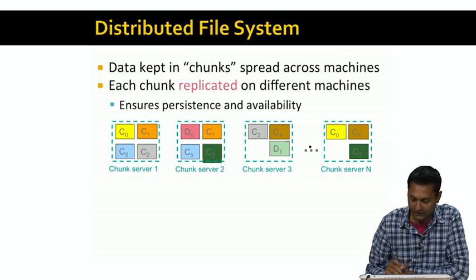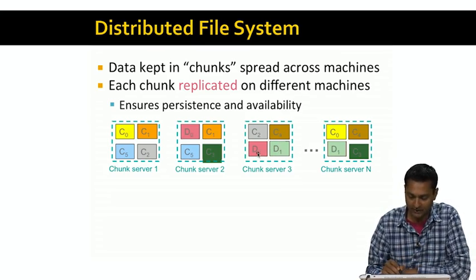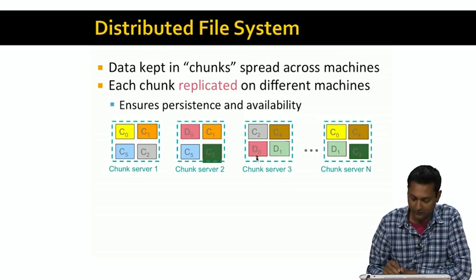Here's another file, D. D has 2 chunks, D0 and D1, and that's replicated twice. So that's stored on different chunk servers as well.